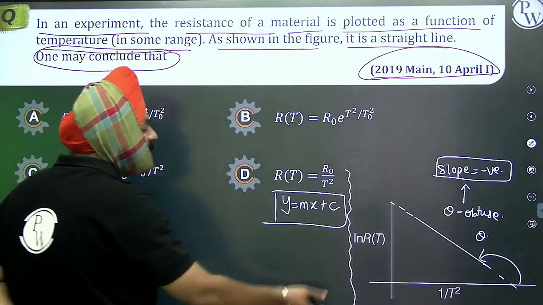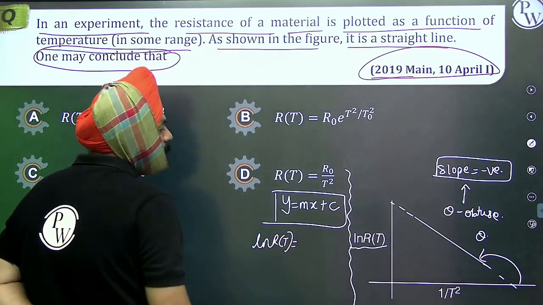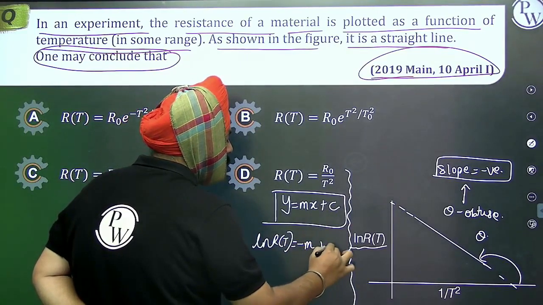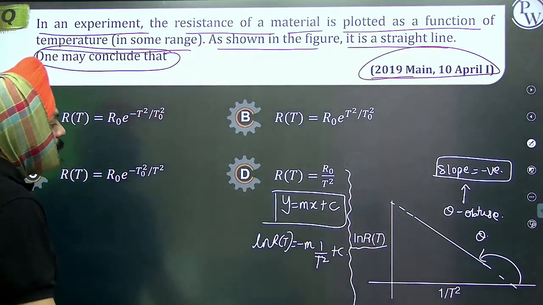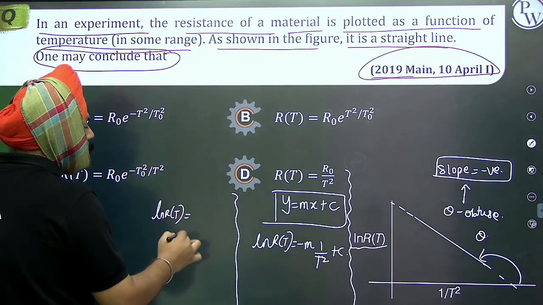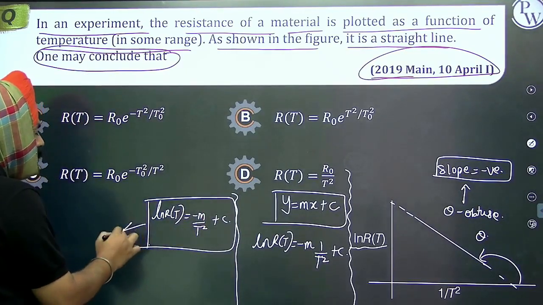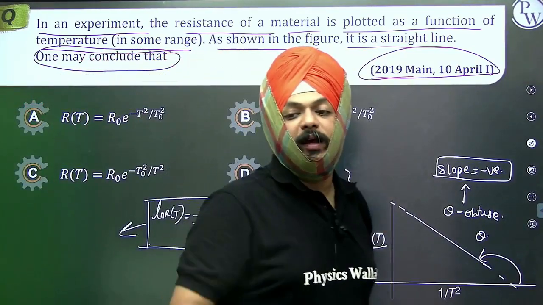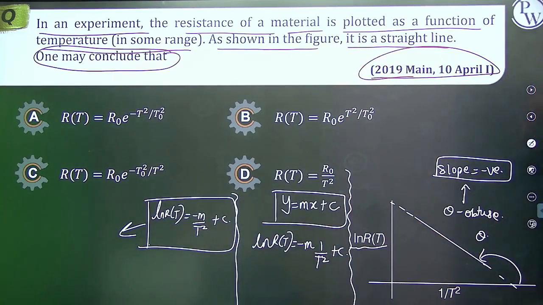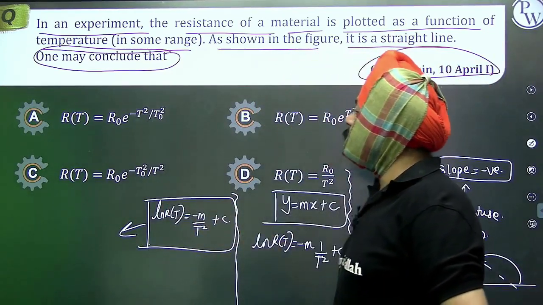On the y side, we have ln of R(T). The slope is negative, so can I say it is m? On the x side, we have 1 by T square. The intercept is c. So I can write this equation as ln of R(T) is equal to minus m by T square plus c. This is the format of the equation coming from the graph, so we need to resolve all of those equations and match them with it.